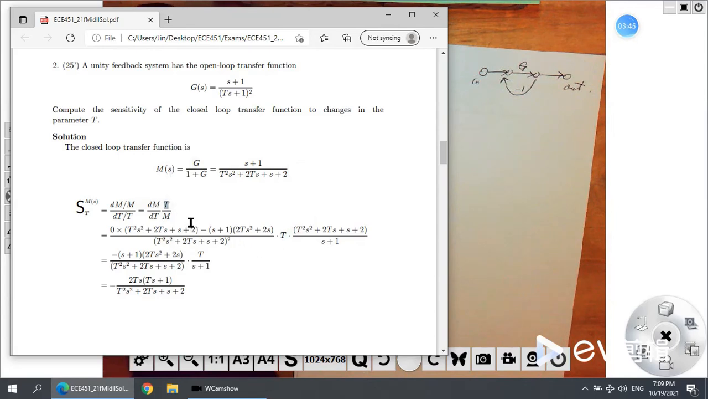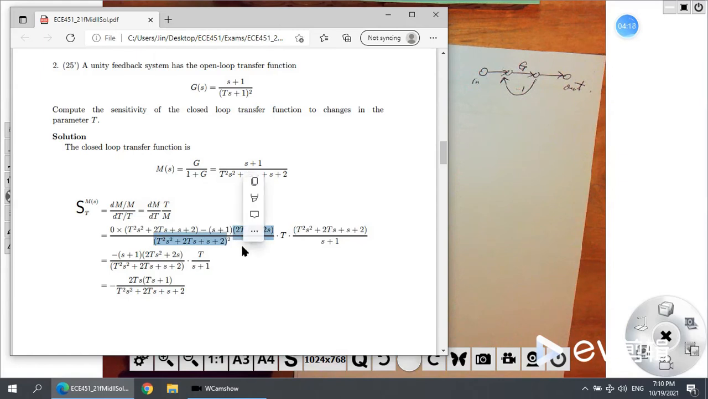Then 1 over M. Here's M, right? 1 over M, you just flip the numerator and denominator. So we did this part. Okay, then we need to simplify. This is a 0, and then minus s plus 1 times this 2ts squared plus 2s. And here's a t, and here's a t. And this term can be cancelled with this square.